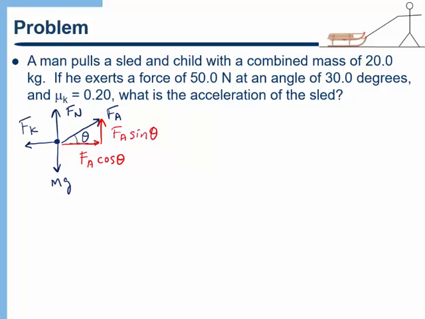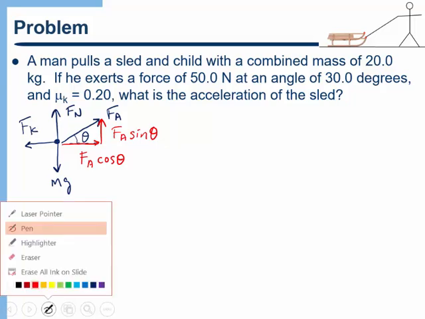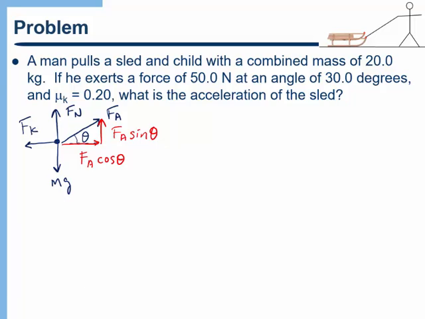Once we've got our forces resolved into x and y components, we now want to write down Newton's second law in each direction. Again, when it's a friction problem, you always want to start with the y direction because you need to know the normal force before you can calculate any frictional forces. Let's go ahead then and write F net y is equal to m a y. Again, when we see F net y, that means the net force in the y direction on the sled.